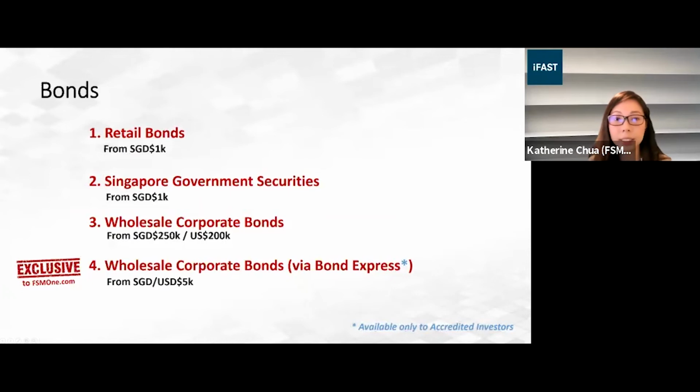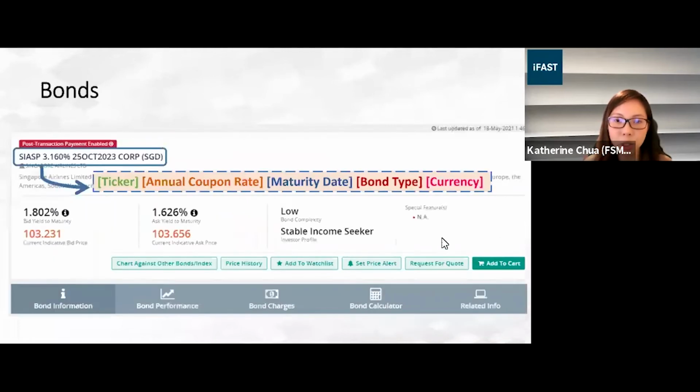So generally, these are the types of bonds available on our platform. If you do not have a huge investment amount to start with, we will typically recommend retail bonds, because they can be invested as low as 1,000 Singapore dollars onwards. Yeah, so for more sophisticated investors, you can consider investing in wholesale corporate bonds, or even invest in Bond Express from a smaller investment amount, from just 5K onwards, if you are an accredited investor. So I'll share more about Bond Express later. I'll just start off by sharing how to read a bond. So normally a bond is quoted like that.